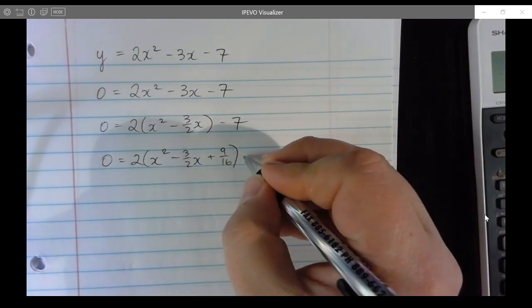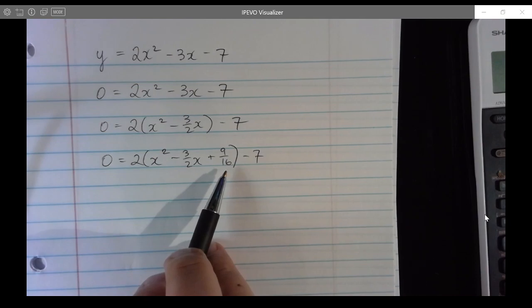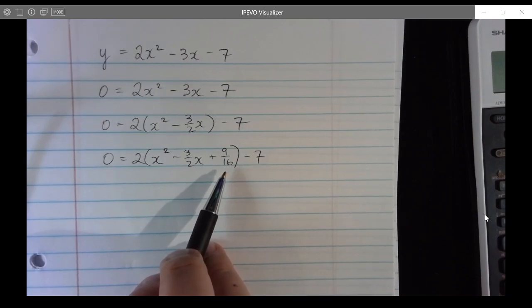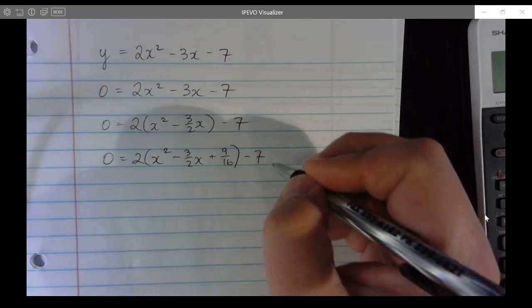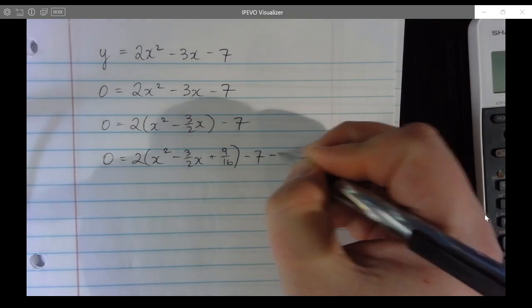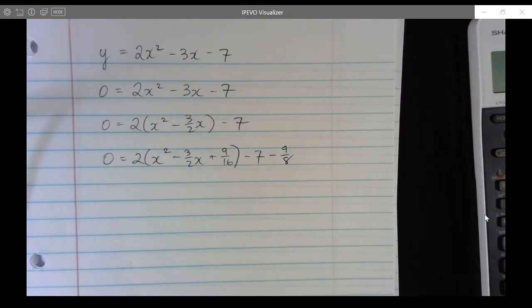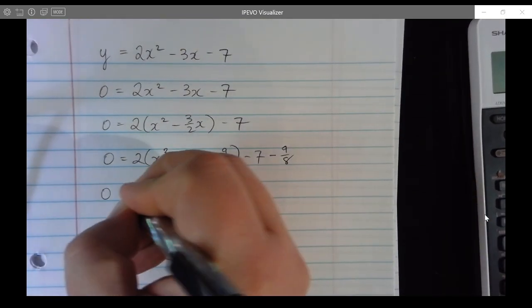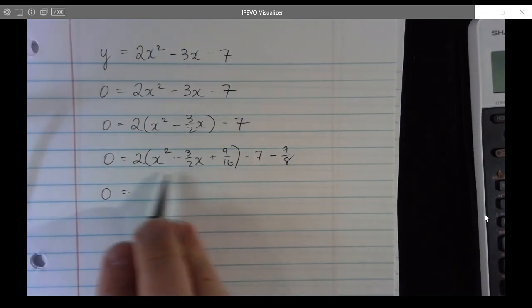Now, I can't change the equation by adding something without taking it away again right away to balance that. But remember, I didn't really add 9/16. I added 2 times 9/16, which is actually 9/8. So I'm going to take away 9/8. In the next step, I'm going to do 2 things at once here. I'm going to make that a perfect square.